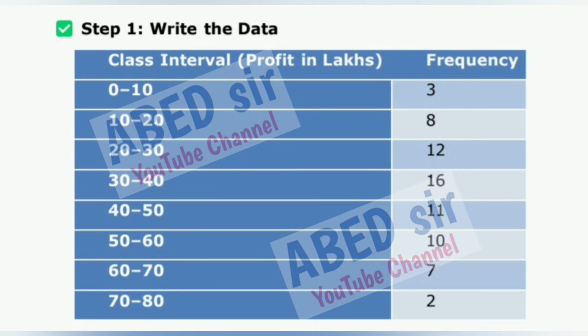Class interval, profit in lakhs, frequency. 0 to 10: 3. 10 to 20: 8. 20 to 30: 12. 30 to 40: 16. 40 to 50: 11. 50 to 60: 10. 60 to 70: 7. 70 to 80: 2.